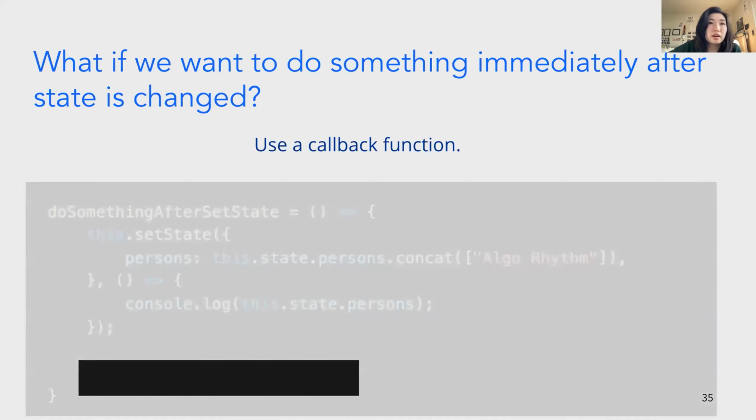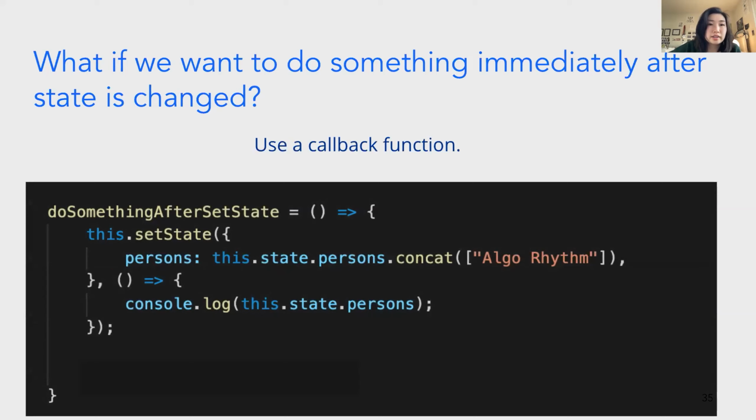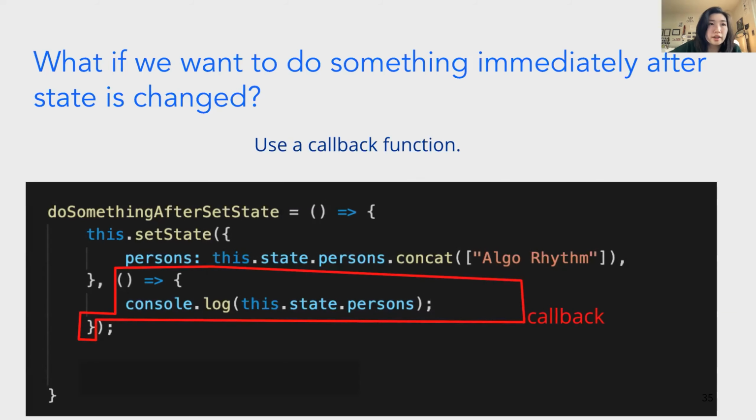So basically, in this example, a callback is the part that's boxed. And if we use a callback function, notice how everything's within the parentheses of setState, then this console.log would happen after the state is set. So if we put console.log down here outside of setState, then it wouldn't do the right thing. But if we put it inside as a callback, then it would do what we want. So it would happen after the state is changed to concatenate algorithm to our list.